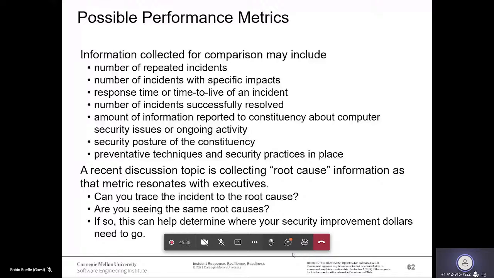And that's where at the bottom, the part about collecting root cause information is important and can resonate with executives, with your oversight, with your management and stakeholders, because if you're seeing the same thing after you think it's been addressed and mitigations put in place, this probably means there's other problems that need to be handled.